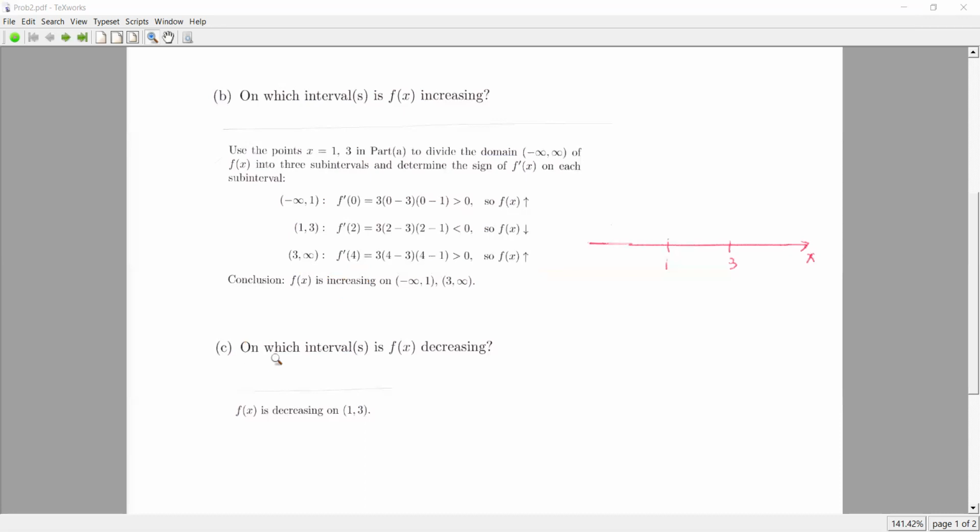Part C, on which intervals is function f decreasing? This question has been answered here. Function f is decreasing on the interval from 1 to 3.